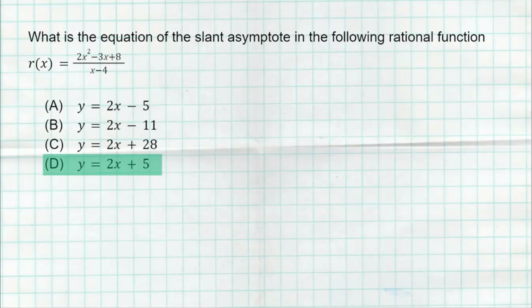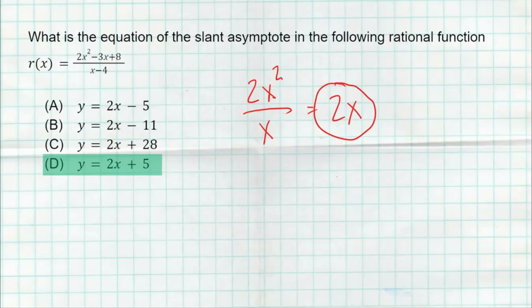And the correct answer here is D, 2x plus 5. So the question asks us to find the equation of the slant asymptote. Now, to understand how I even know that I have a slant asymptote, we have to think about end behavior of a rational function. To determine end behavior of a rational function, you take the leading term of the numerator divided by the leading term of the denominator. And when we do that, we reduce to 2x, which is a polynomial function.